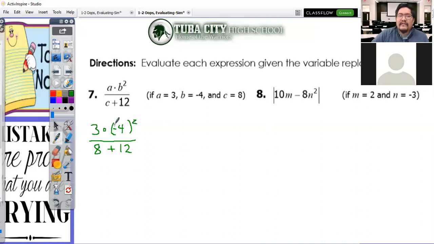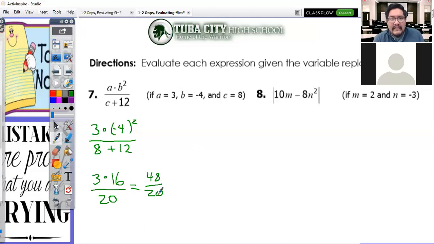All right, now we can go ahead and start evaluating. So let's work with our top number. So 3 times -4 squared. I'm going to go ahead and square -4. So -4 times -4 is 16, which is going to be positive 16. And then 8 plus 12 is going to be 20. And 3 times 16 is going to be 48. We cannot divide this because it won't divide nicely. If it was 40 divided by 20, or even 60 divided by 20, we could easily divide it. But again, we're going to have to end up reducing it.